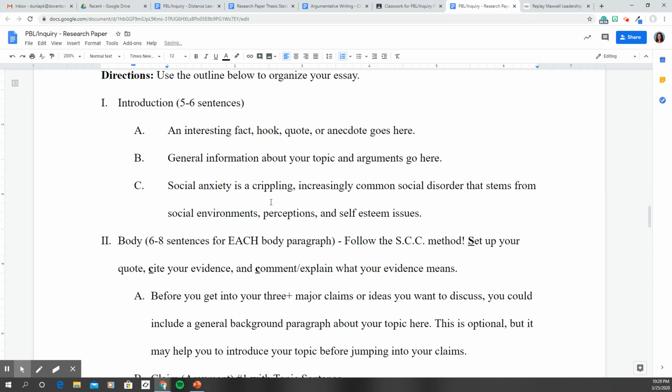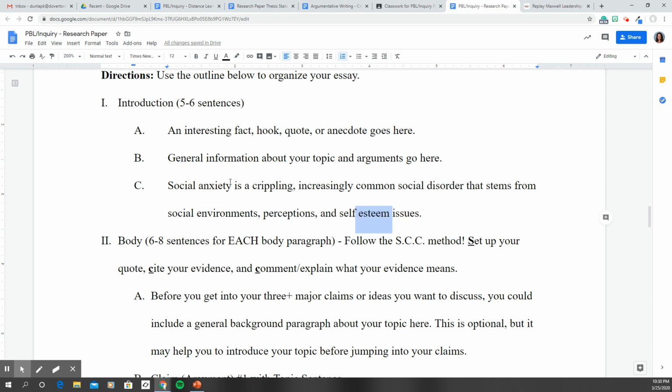And I decided to use Braden's because I like how it flows. I think it has three claims in there, or three ideas that can stem into a paper. So we're going to use his as an example here. So his says social anxiety is a crippling and increasingly common social disorder that stems from A, B, and C.